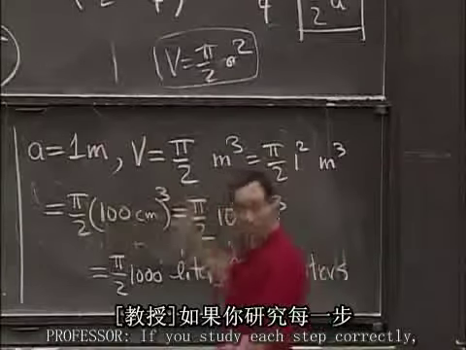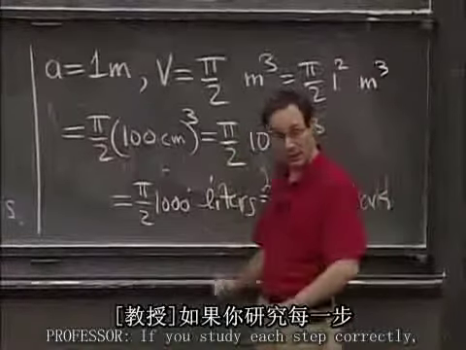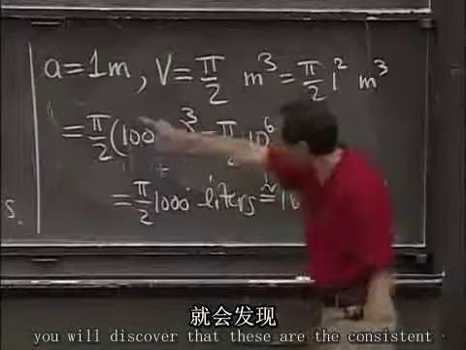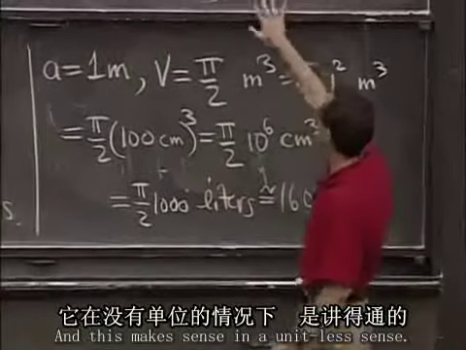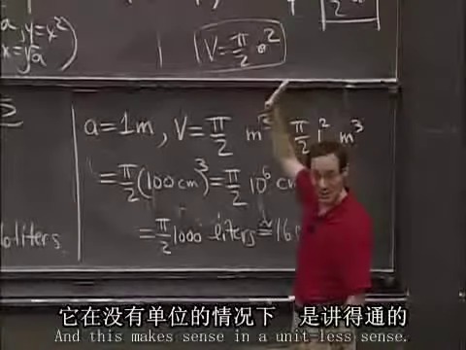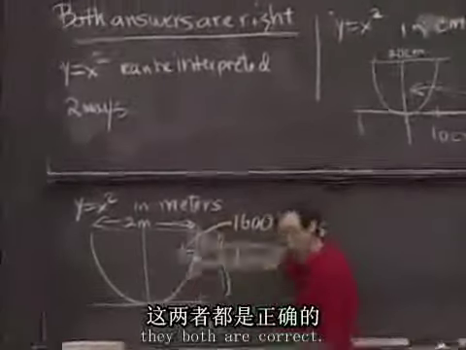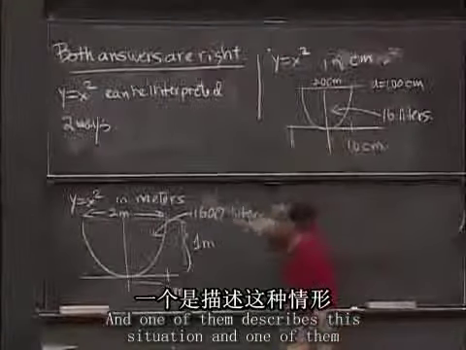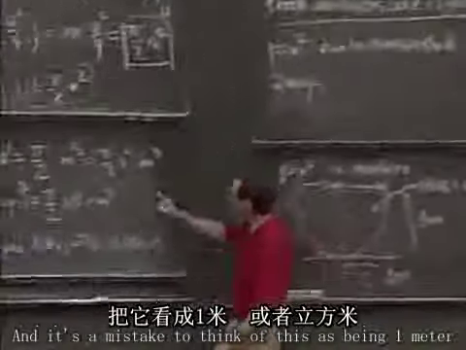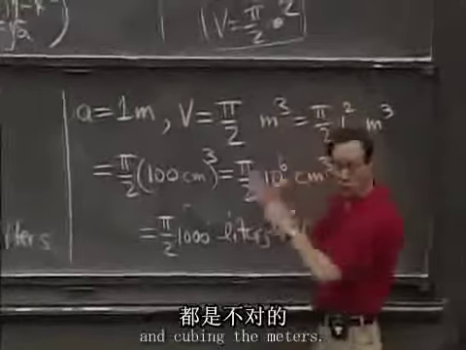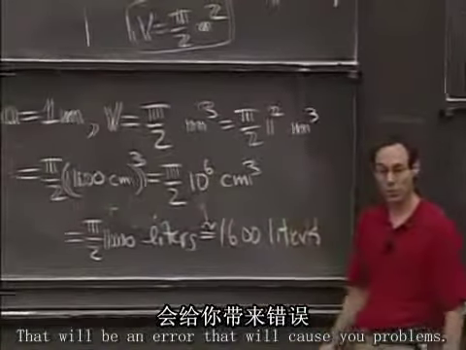If you study each step correctly, you will discover that these are the consistent and correct statements, what I'm writing on the blackboard. And this makes sense in a unitless sense. But if you actually stick units on them, they both are correct, and one of them describes this situation, and one of them describes that situation. And it's a mistake to think of this as being 1 meter and cubing the meters. That will be an error. That will cause you problems.